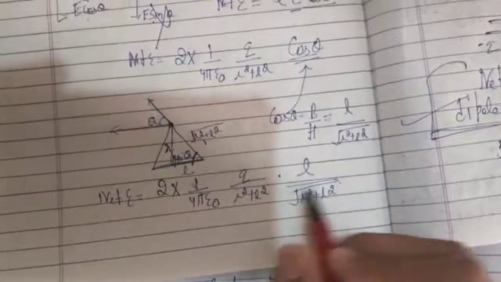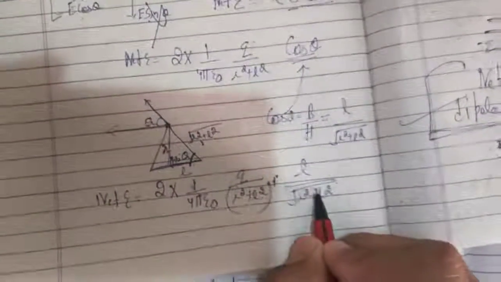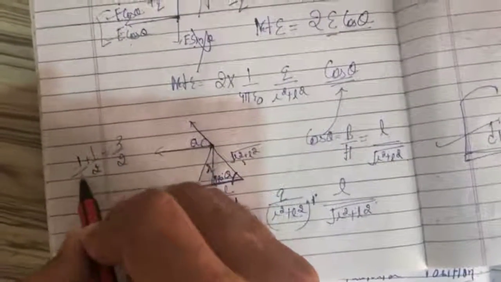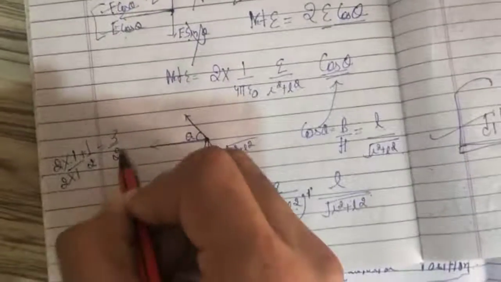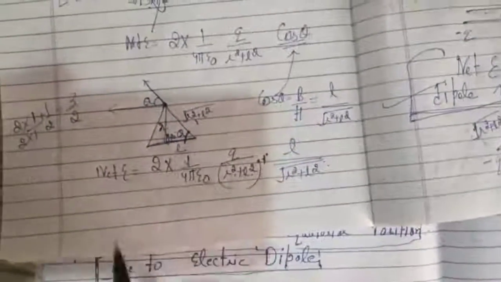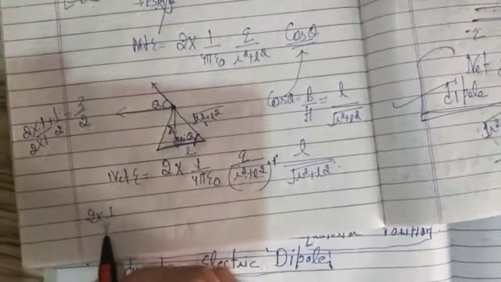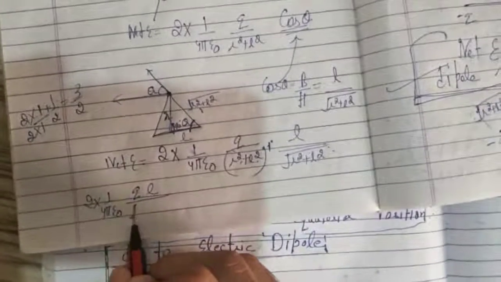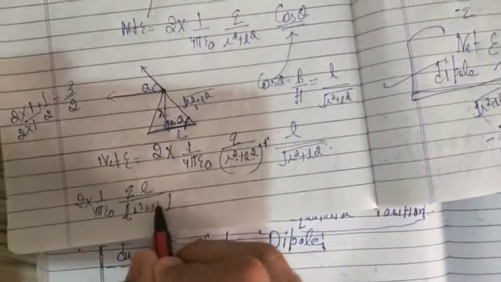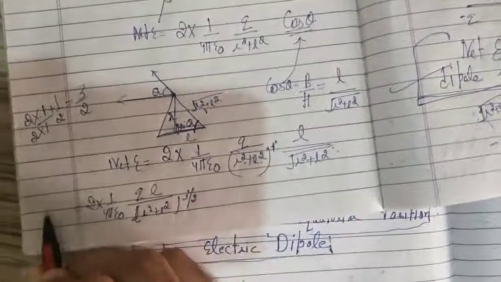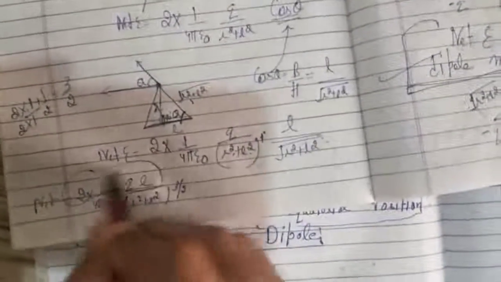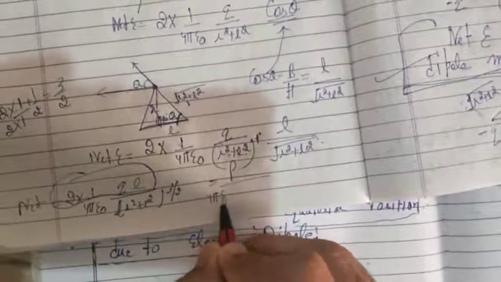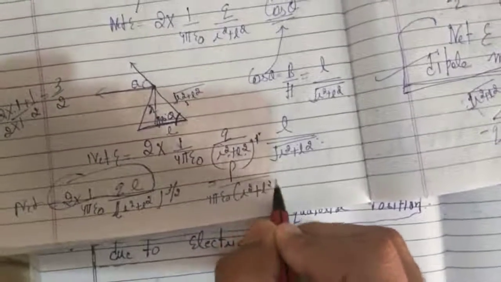This is 1 by 2, this is 1, this is 1, and this is 1 by 2. What is the value of 1 plus 1 by 2? Take LCM here: 2 plus 1, 3, so 3 by 2. So this will become 3 by 2 into 1 upon 4 pi epsilon naught QL upon r square plus L square to the power 3 by 2. This is net E. So what does this become? 2QL is the dipole moment. So P upon 4 pi epsilon naught r square plus L square to the power 3 by 2.